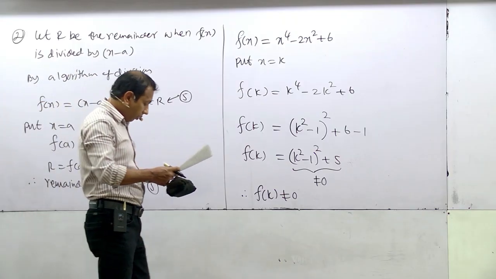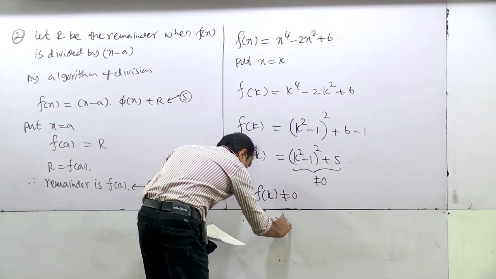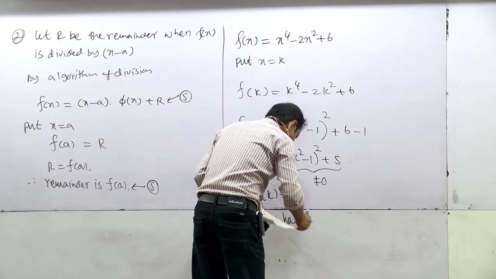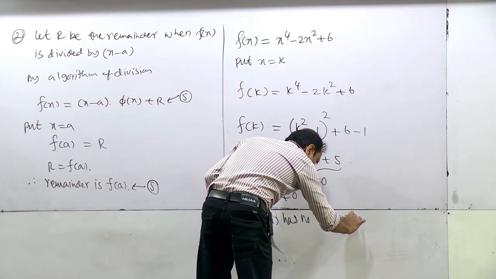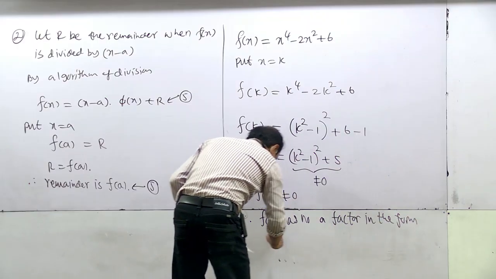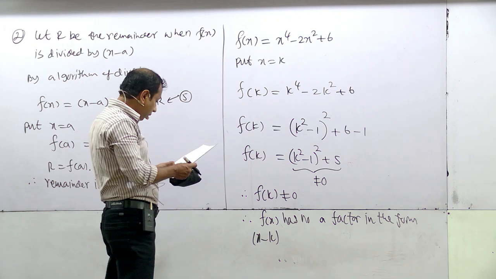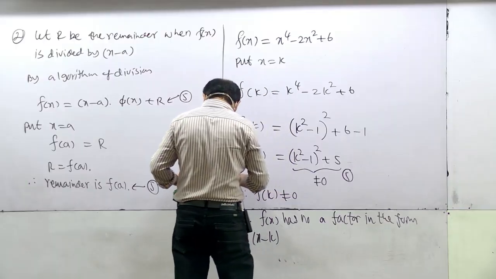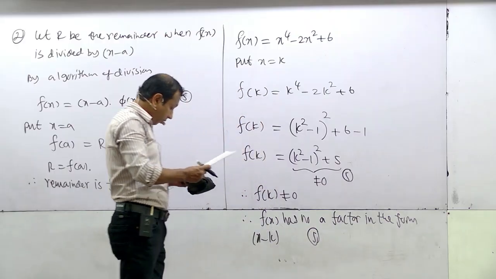Then you can write, therefore f(x) has no factor in the form x minus k. Okay, right. For showing this, we get 5 marks, and for the statement, another 5 marks.